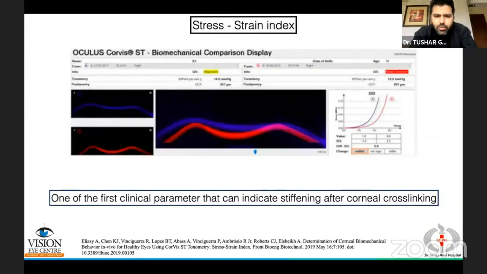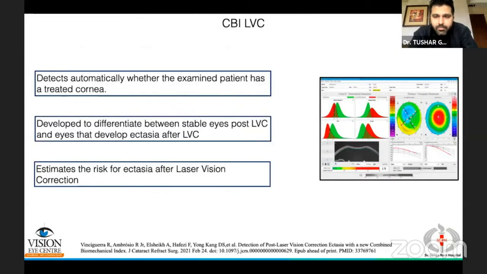And this is also one of the first clinical parameters that can actually identify stiffening after corneal crosslinking. The other parameters by themselves were not sensitive enough to pick up those fine changes, but the stress strain index is able to do that. The final index that I'll be talking about is called the CBI-LVC, which is intended for patients who have undergone laser vision correction.